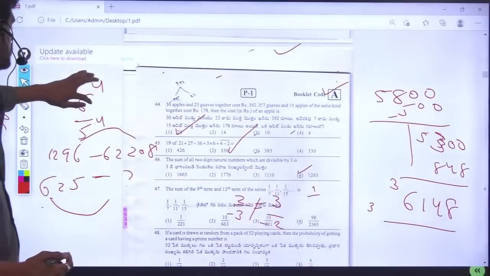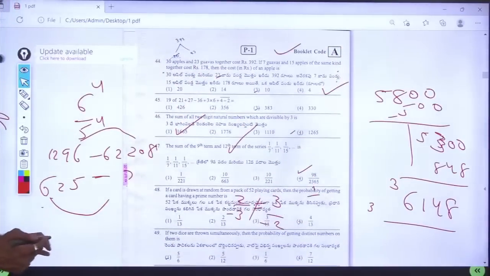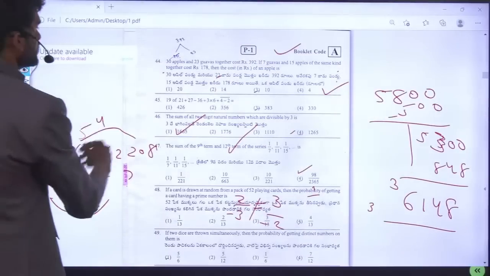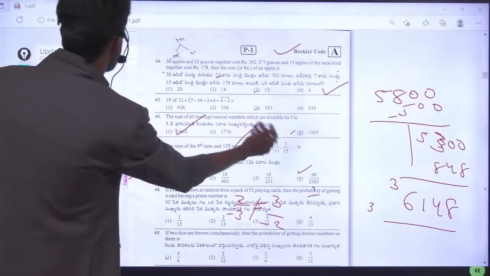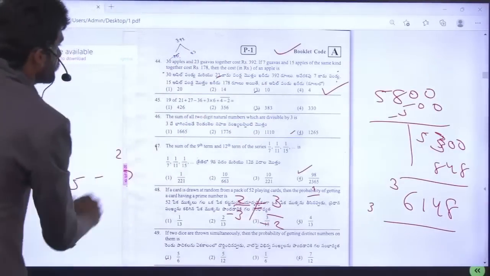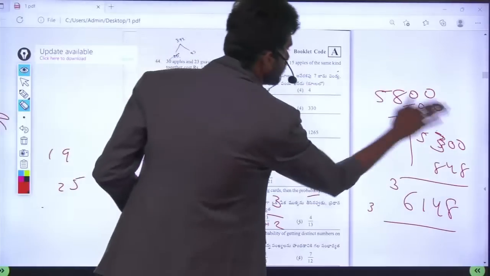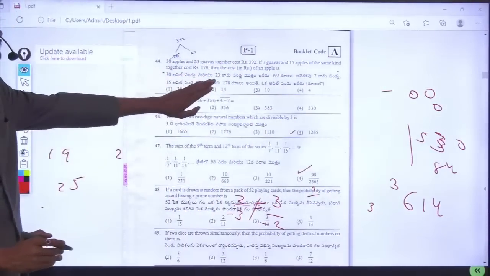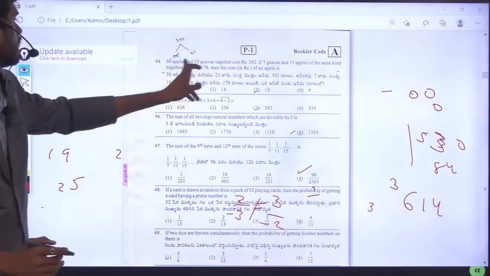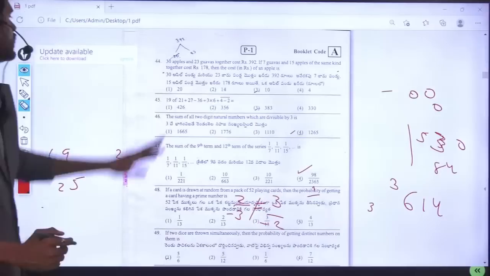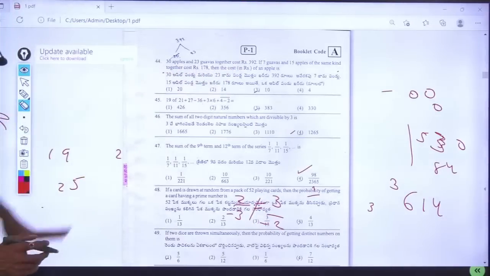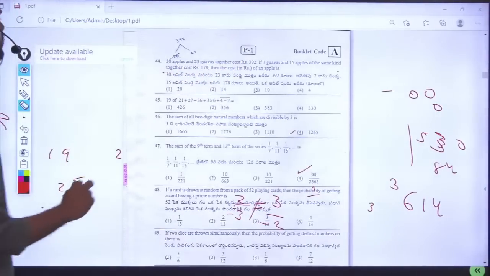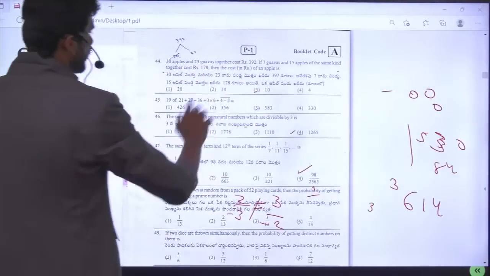30 apples and 24 guavas together cost 392. If 7 guavas and 15 apples of the same kind together cost 178, then the cost of an apple చూడండి. చూడండి బోత్ యాడ్ చేయొచ్చు డైరెక్ట్ గా. 45 యాపిల్స్ ప్లస్ 30 గోవాస్ ఈక్వల్ ఏమొస్తుందండి 570 వస్తుంది. మనకి యాపిల్ కాస్ట్ కావాలి. సో యాపిల్ కాస్ట్ అంటే 10 అనుకున్నారు అనుకోండి, ఆప్షన్ 3 కరెక్ట్ అండి.